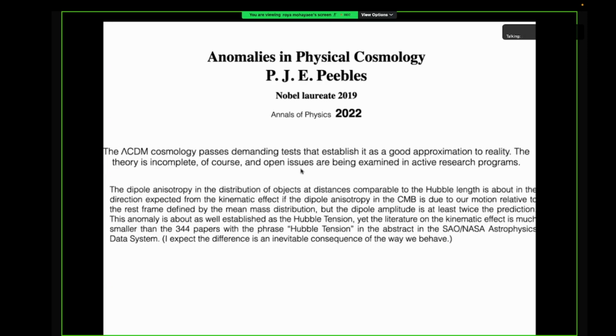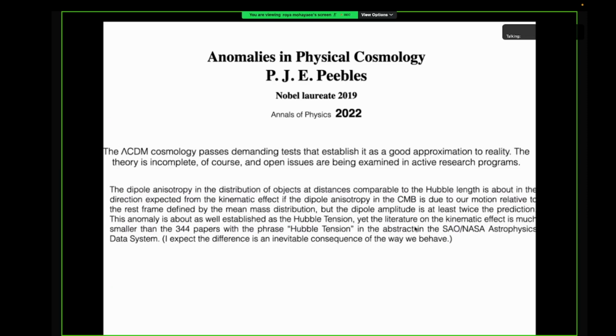So he's saying the dipole anisotropy in the distribution of objects at distances comparable to the Hubble length is about in the direction expected from the kinematic effect. So as we saw, the direction was very similar to the CMB dipole, if the dipole anisotropy in the CMB is due to our motion relative to the rest frame defined by the mean mass distribution. But the dipole amplitude is at least twice the prediction. This anomaly is about as well established as the Hubble tension.